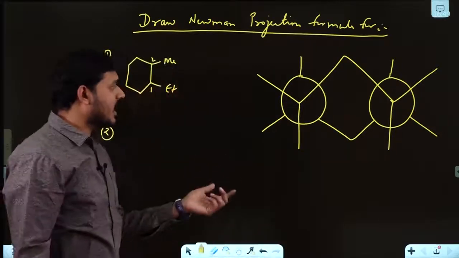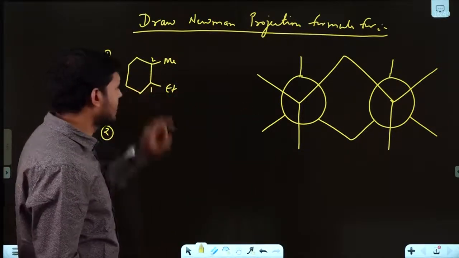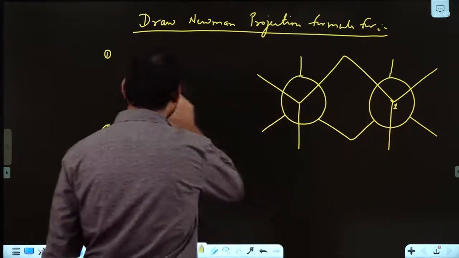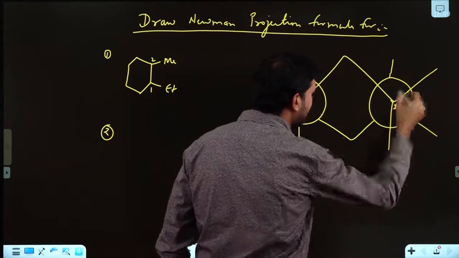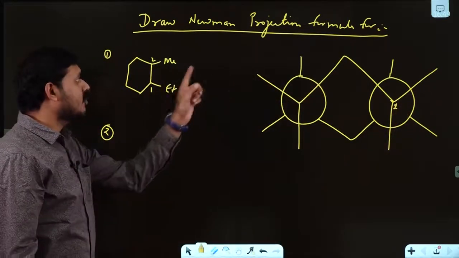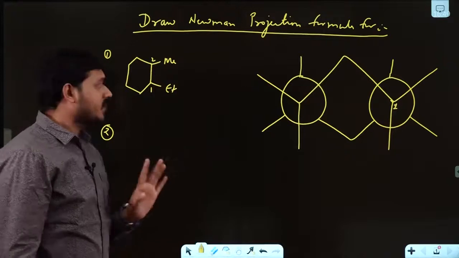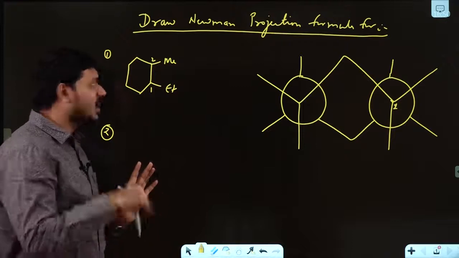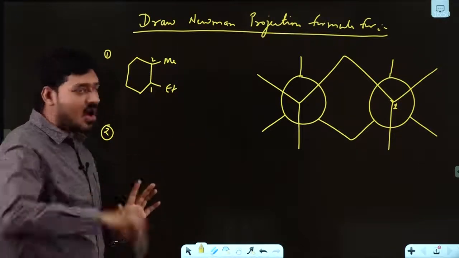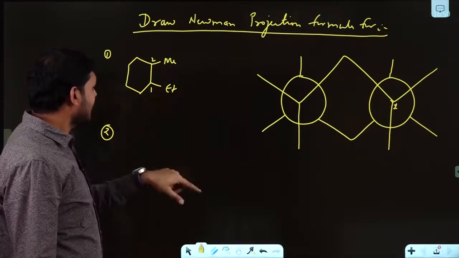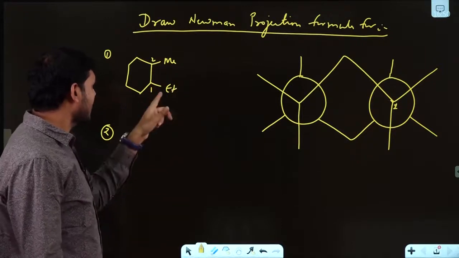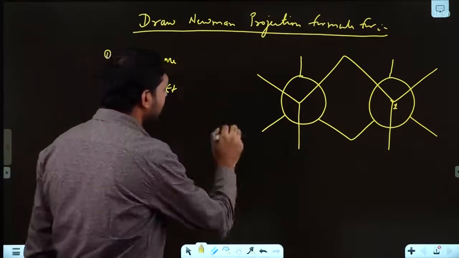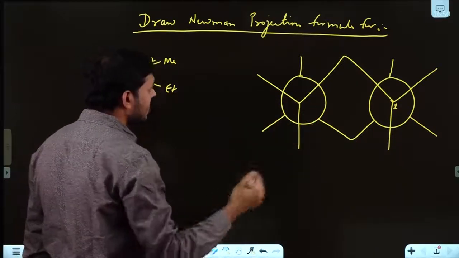Numbering also you can make as per your own wish. This is 1, 2. So if I start with this as 1, this one number has ethyl. Now the question has asked to draw the Newman projection formula. As we know, we have 4 cases: both ethyl and methyl in axial, both ethyl and methyl in equatorial, or ethyl in axial and methyl in equatorial, or ethyl in equatorial and methyl in axial. There are 4 cases.